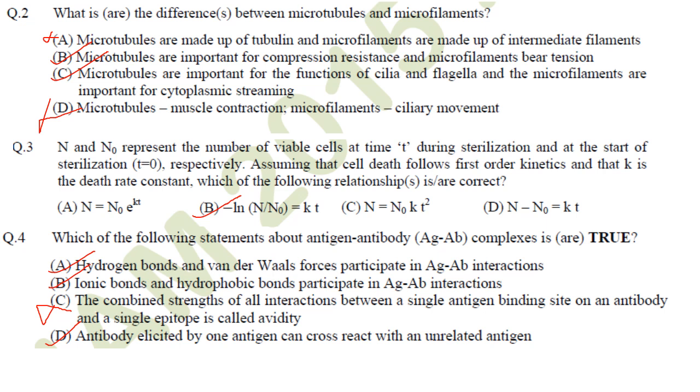The combined strength of all the interactions between a single antigen binding site on an antibody and a single epitope is called avidity. It is not avidity, it is affinity. If it was avidity, then it would be multiple antigen binding sites on an antibody and multiple epitopes of the antigen. So C is incorrect. Antibody elicited by one antigen can cross-react with an unrelated antigen. D is correct. So A, B, D is the answer.